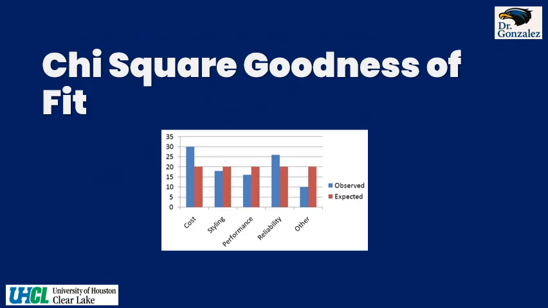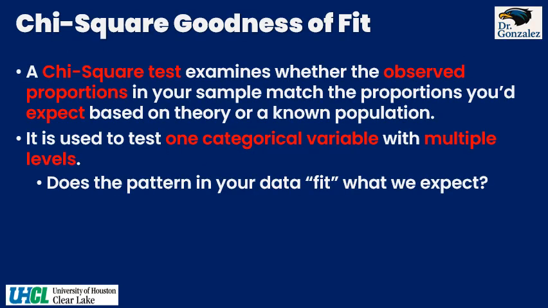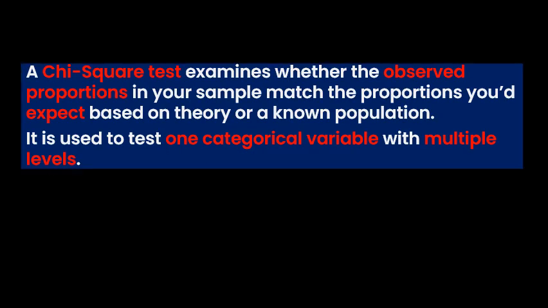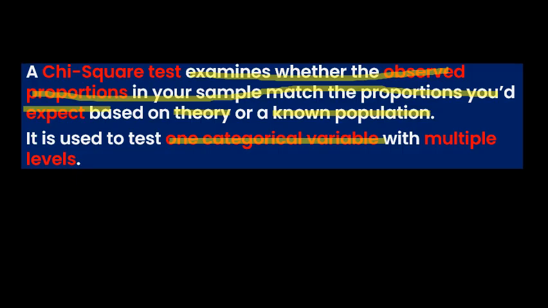All right, let's talk about the chi-square goodness of fit test and walk through what it is used for and how it is calculated from a mathematical standpoint, including the formula. A chi-square test is designed to examine whether the observed proportions in your sample match the proportions you would expect based on a theory or knowledge about that population. We use it to test one categorical variable with multiple levels.